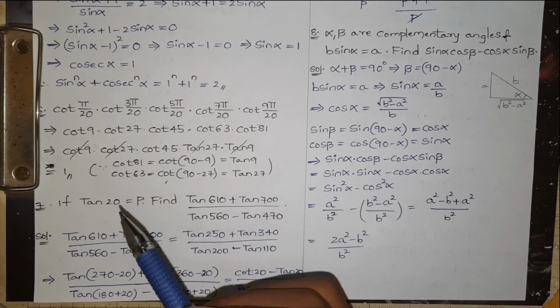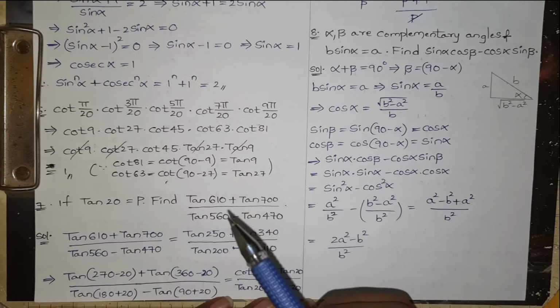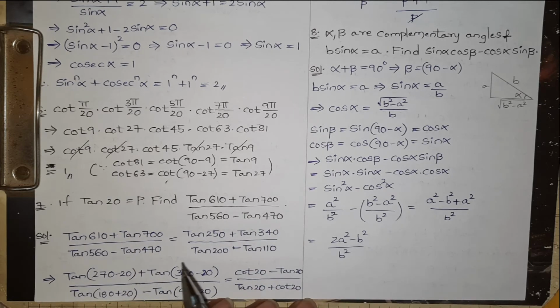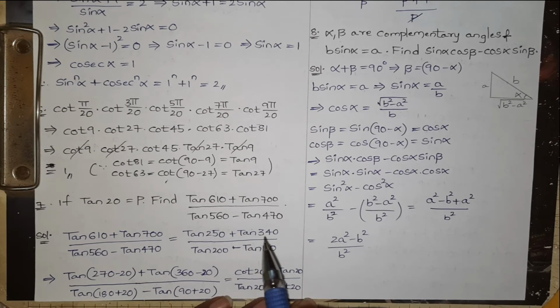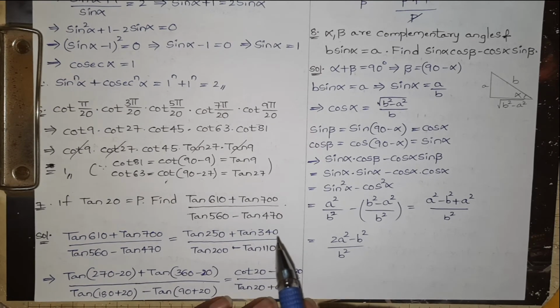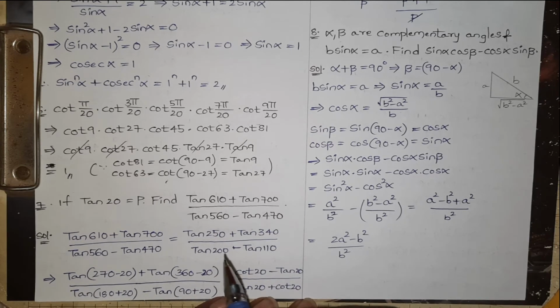In the question it is given as tan 20, so we have to convert this in terms of 20. So tan 270 minus 20, and this we can write as tan 360 minus 20, and this we can write as tan 180 plus 20, and then this we can write as tan 90 plus 20.